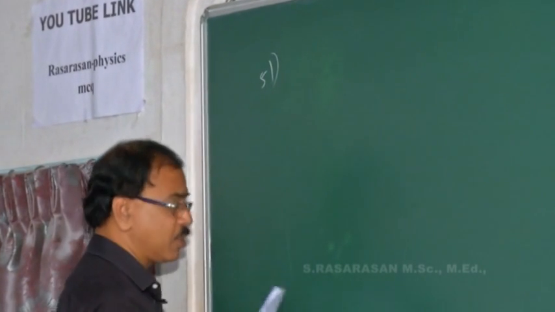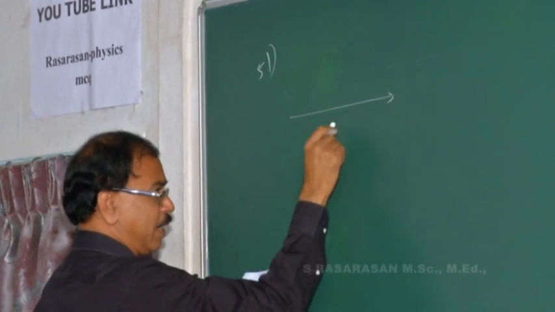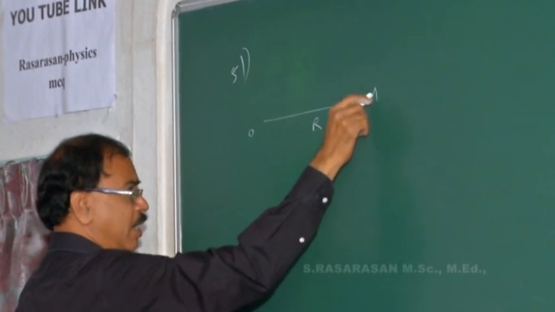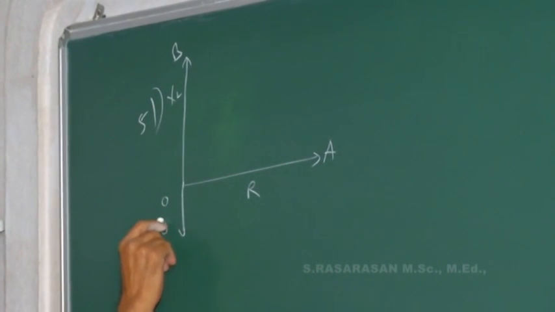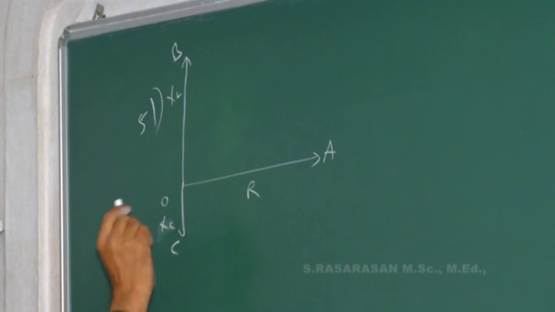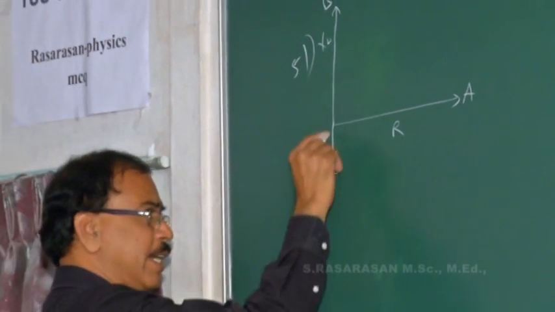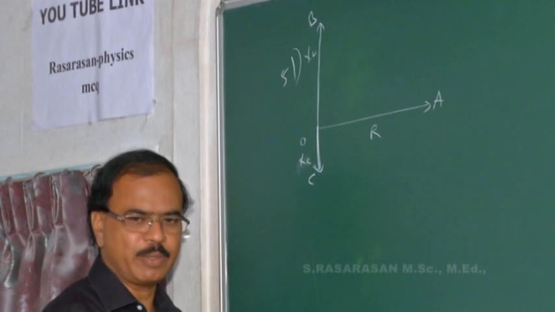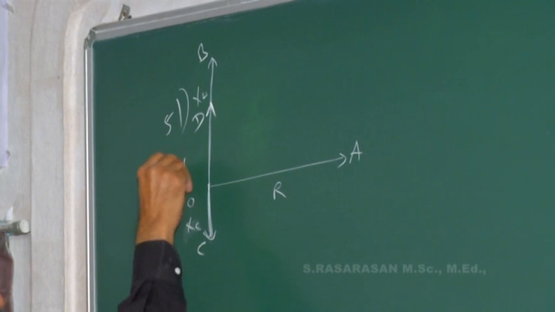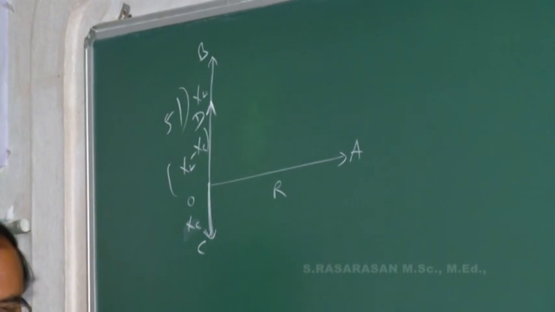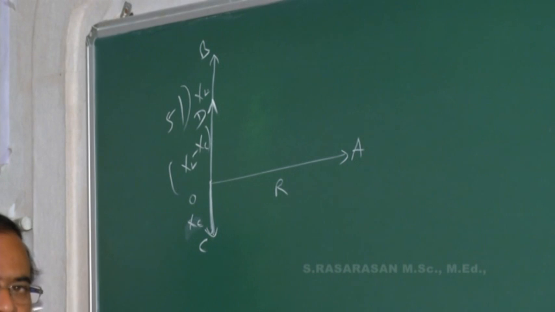Yes, in RLC circuit, recall the impedance diagram. Let OA be the resistance, OB be the inductive reactance, OC be the capacitive reactance, XC. Since these two reactances are out of phase by 180 degree, why? Opposite direction, out of phase by 180 degree. The resultant is OD, that is XL minus XC. XL is inductive reactance, XC is capacitive reactance, XL minus XC is net reactance.